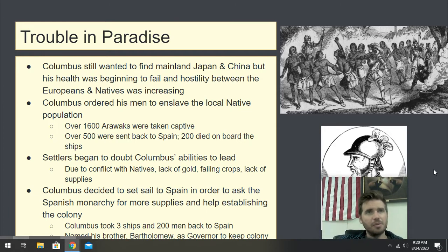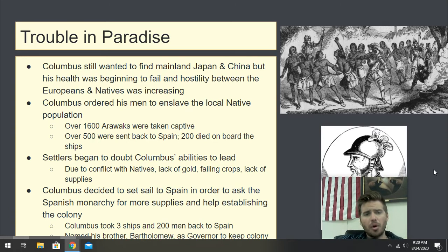And when we think of slavery, we think of chattel slavery, like pre-Civil War slavery in America. But that's not even the most common form of slavery throughout the history of the world, and the most common today that still exists is sex slavery. So anyway, there were 500 of these imprisoned Arawaks, that's the name of the tribe, that were sent back to Spain in order for the king and queen to kind of examine.